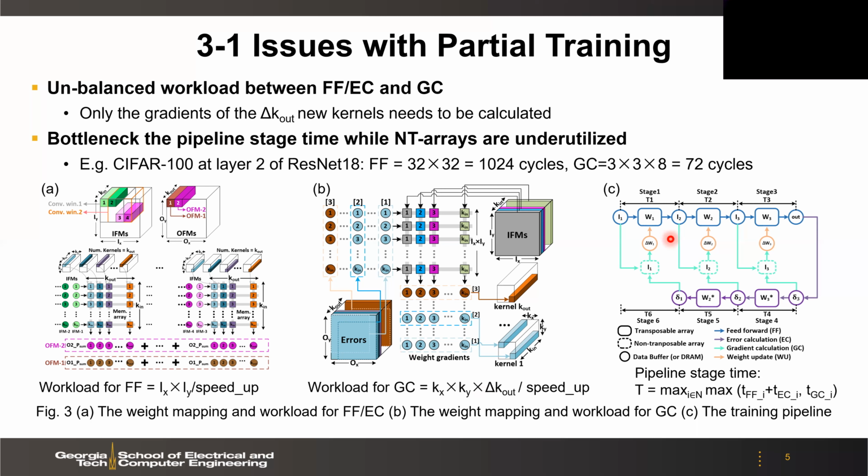Based on the pipeline design, the pipeline stage time is the longest stage time among the feed-forward, error calculation and the gradient calculation. Therefore, in our case, it is bottlenecked by the processing time of the feed-forward and error calculation stage, while the hardware resources for the gradient calculation are underutilized. We can assign more resources to feed-forward and error calculation to reduce the latency and therefore improve the throughput of the pipeline.